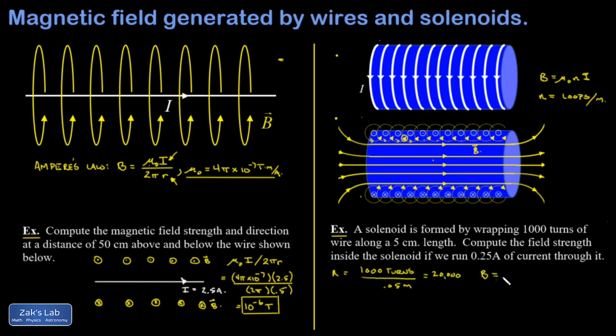So I just plug into B equals mu naught N i, and that's 4 pi times 10 to the negative 7, 20,000 for the turn density, and then 0.25 amps for the current. And I get 0.0063, just keeping 2 sig figs, Teslas, or I could call this 6.3 millitesla.